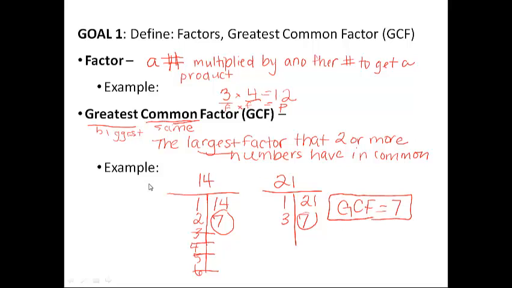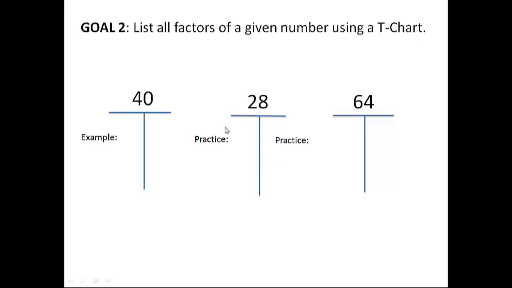Okay, so again, this is a T-chart. It's our strategy for listing factors of any given number, and then this would be comparing the two, so the greatest common factor. Alright, here we go. Keep practicing. There's some more T-charts. I'm going to do 40 with you, and then I want you to pause and do 28 and do 64. Again, be a risk taker here. If you don't try it, you're never going to be right.